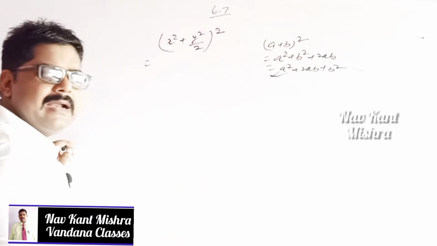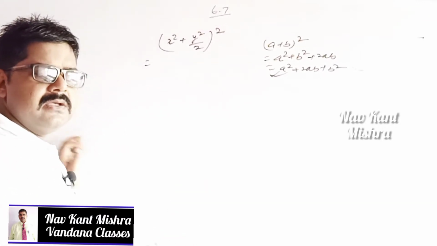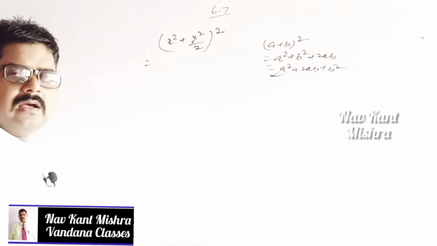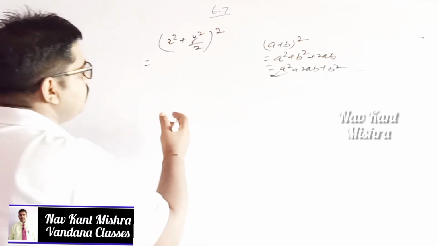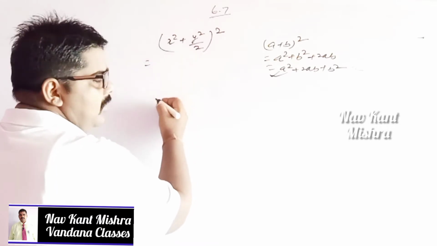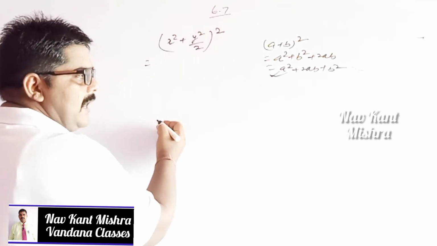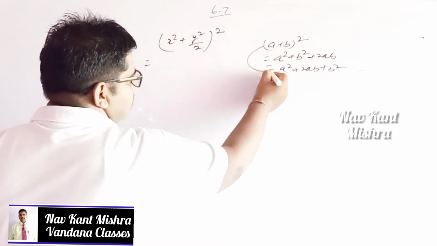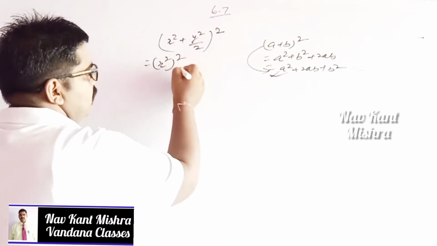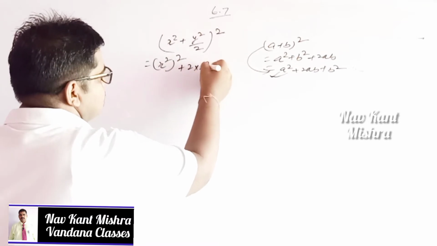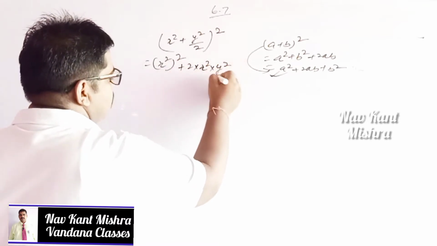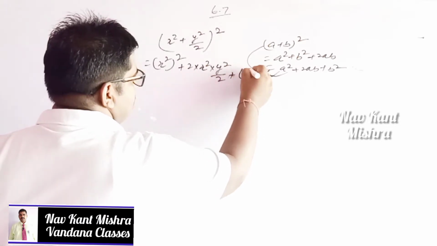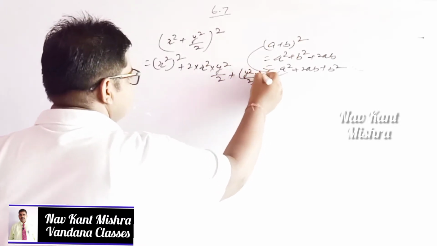Actually, indirectly it is just saying that you have to write it in expanded form, or you have to use the formula to solve this question. And how do you change it into a trinomial? Actually, by using this formula, x square whole square plus 2 into x square into y square upon 2 plus y square upon 2 whole square.